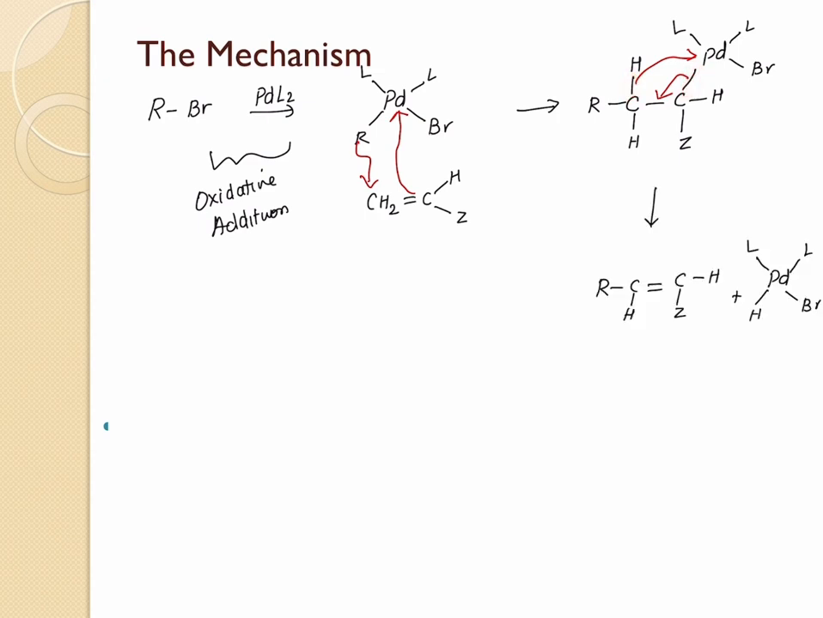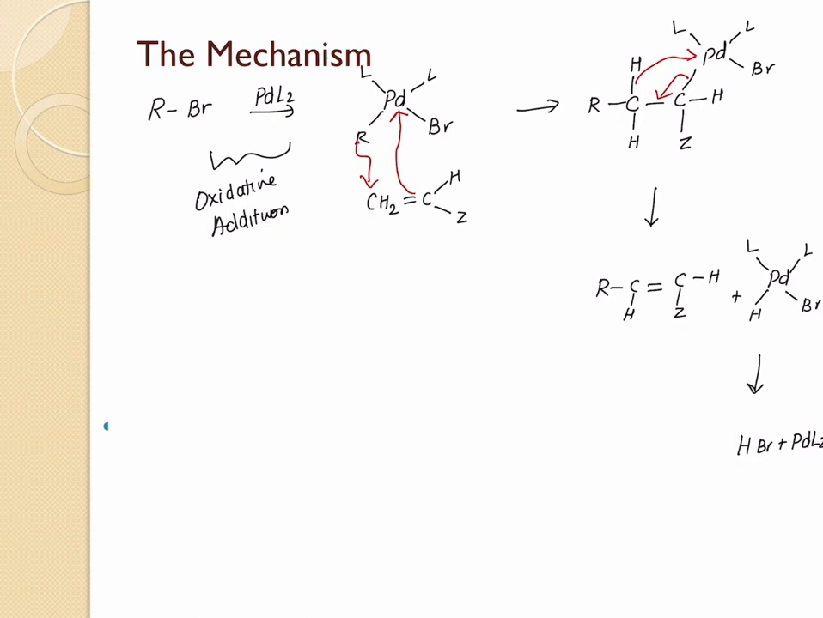Now you can see that the R group from the vinyl halide or the aryl halide has been transferred onto the vinylic carbon. And one of the hydrogens from the vinylic carbon has been transferred onto this palladium catalyst. And the next step is reductive elimination, where the metal will be kicked off from this molecule to form HBr, and regeneration of the catalyst occurs. So this is going to lead to the formation of HBr and the catalyst.